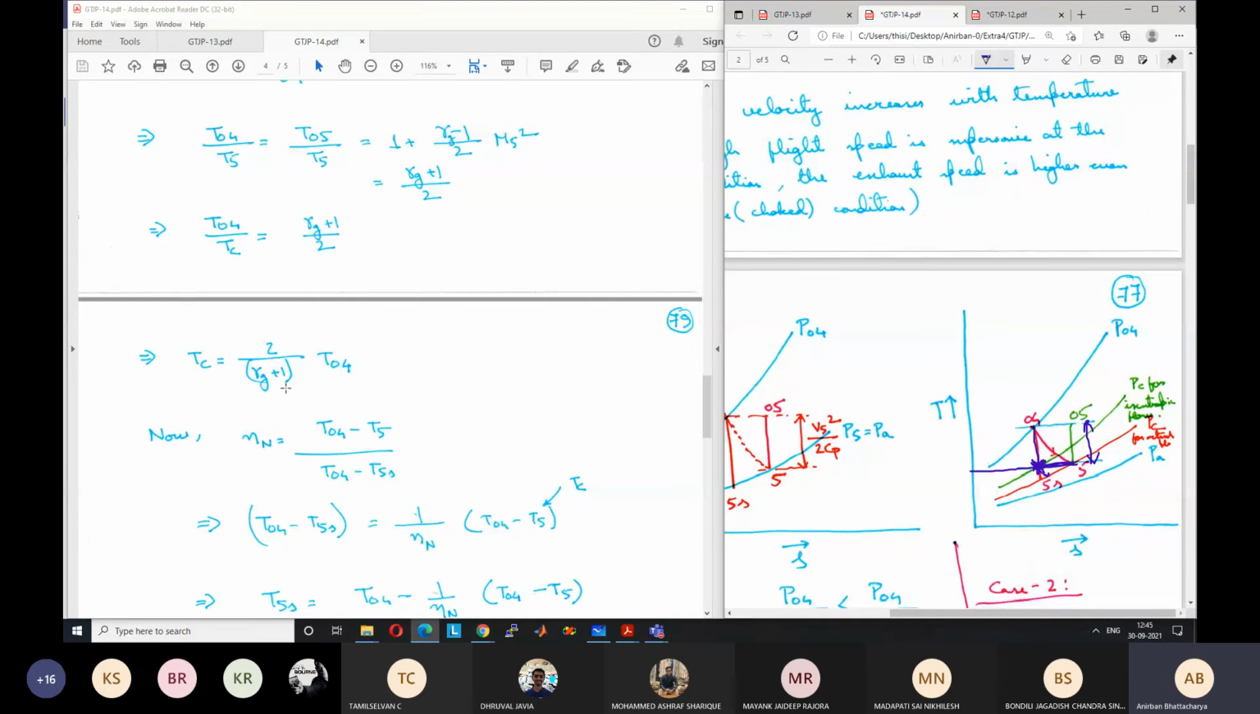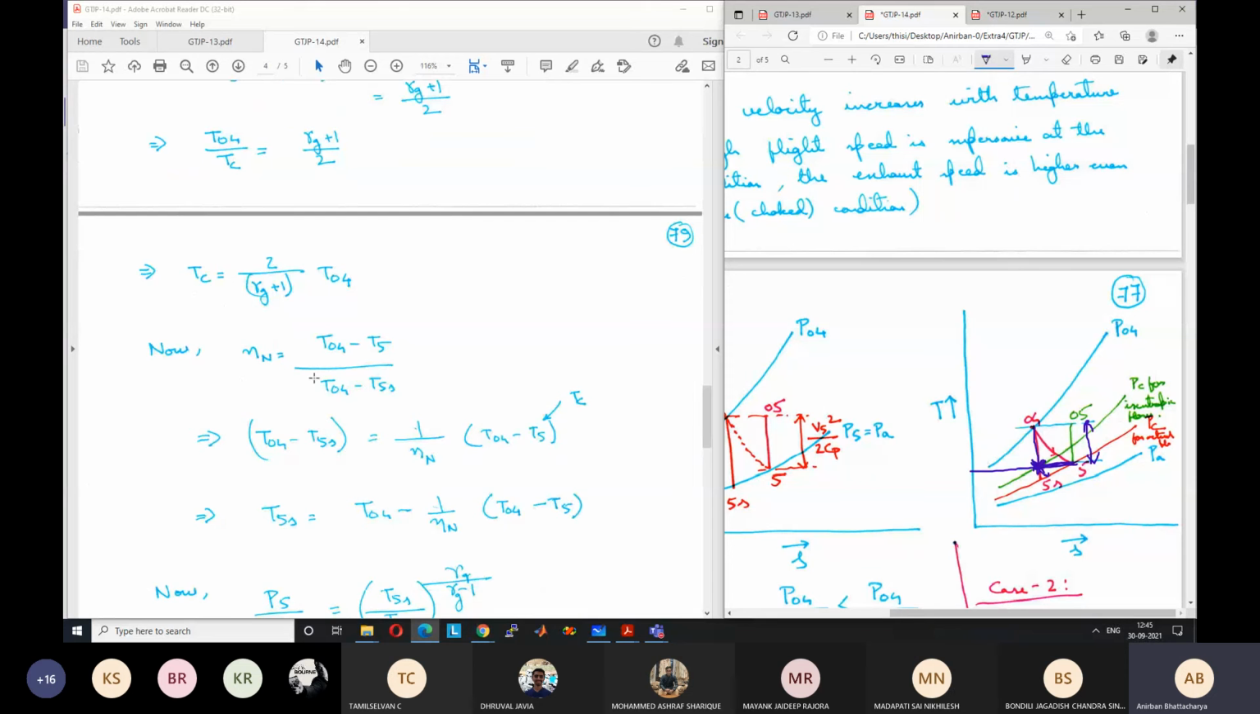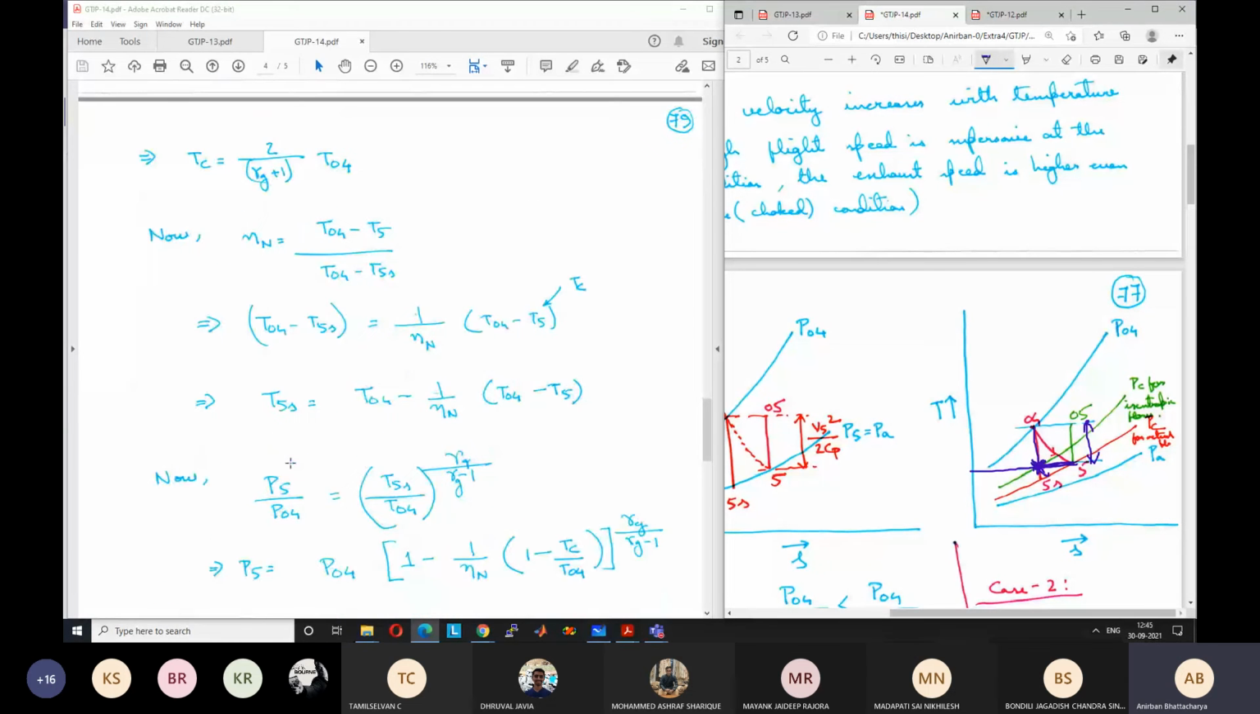So now the nozzle efficiency, the way we have defined, nozzle efficiency is T04 minus T5 by T04 minus T5s. Or T04 minus T5s is equal to 1 by eta n into T04 minus T5. Remember, T5 is equal to critical temperature Tc. So we can rewrite this, taking this T5s to the other side and this entire term to the left side. So T5s is equal to T04 minus 1 by eta n into T04 minus T5.